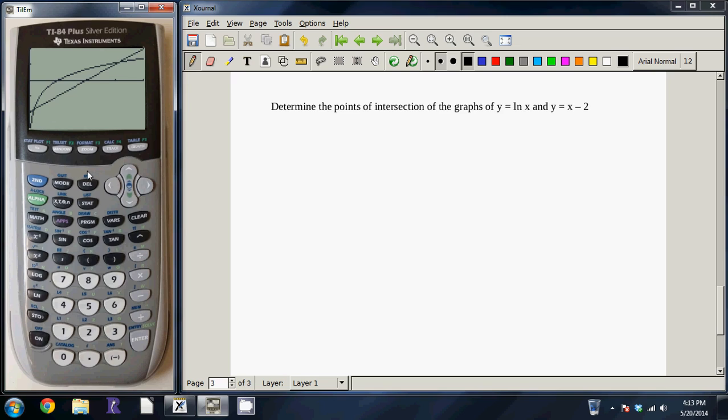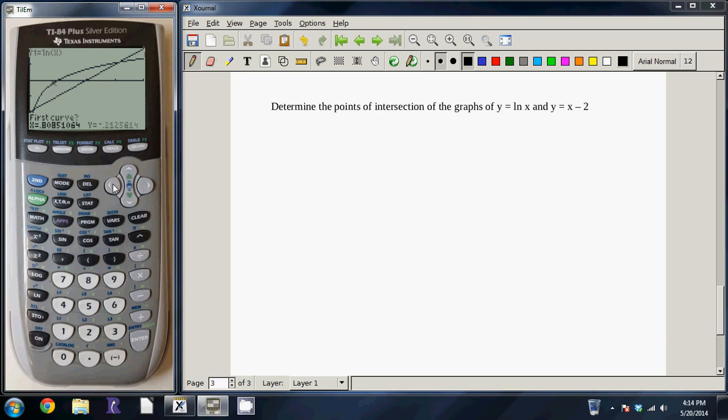Alright, so this is a little easier to see, and we have this one here. Finding intersections can be similar to how we do zeros. We go second trace. Intersect is number 5. The goal here is that we need to select both our curves, but we need to get our cursor close to the point of intersection. So we're going to move it over here to the left.